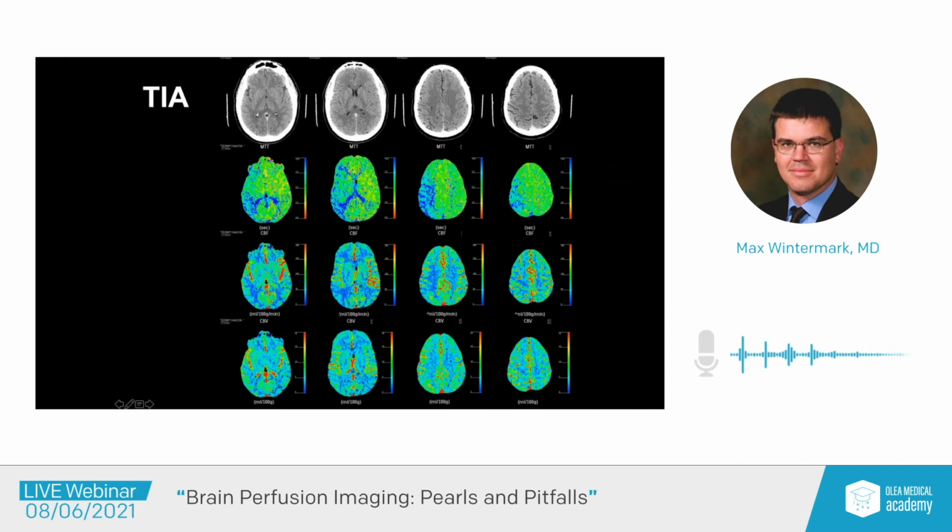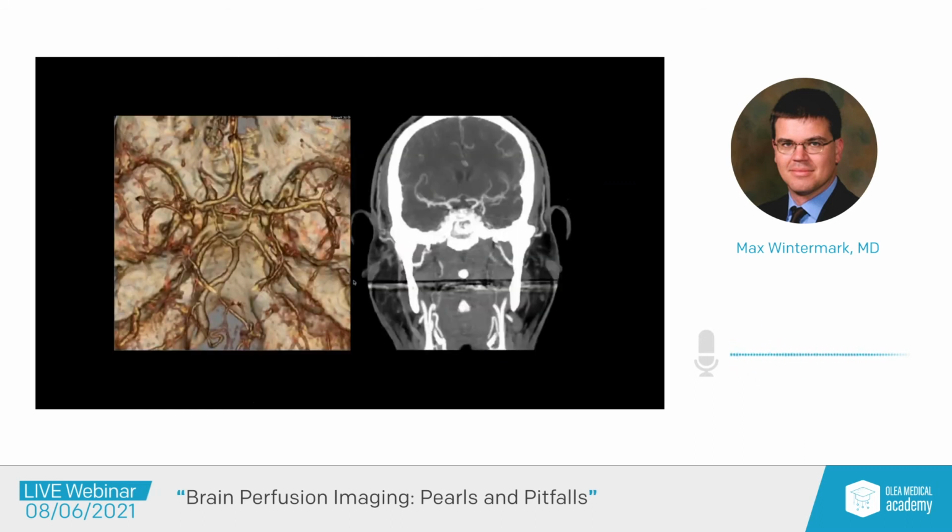When you see a pattern like that, there are several things that you can do. Your first reflex should be to look at the CTA, because if it's truly a TIA, you are typically not going to see an occlusion on the CTA. So that's the first thing.